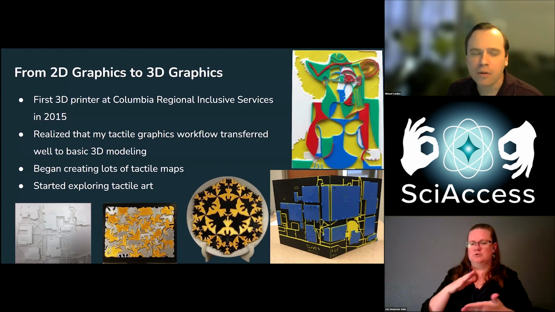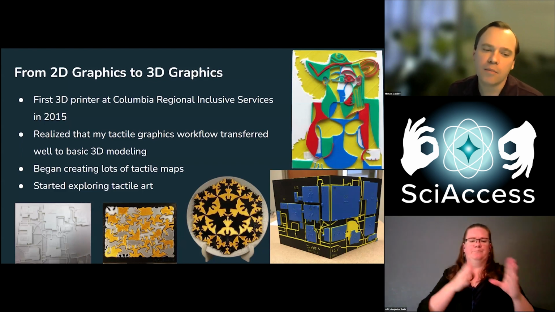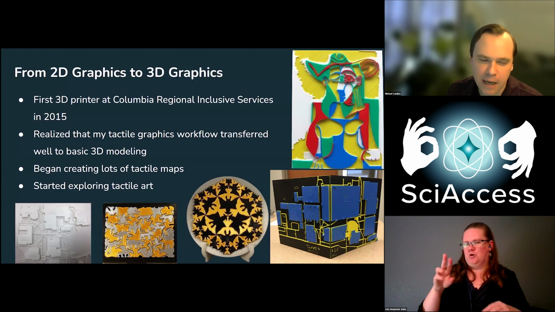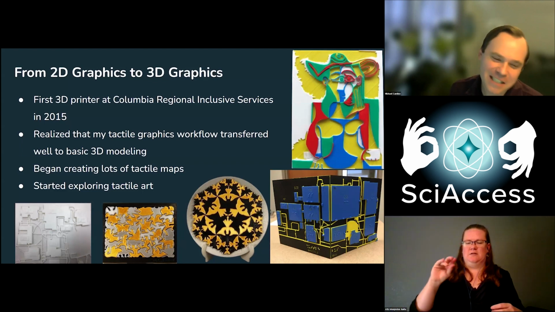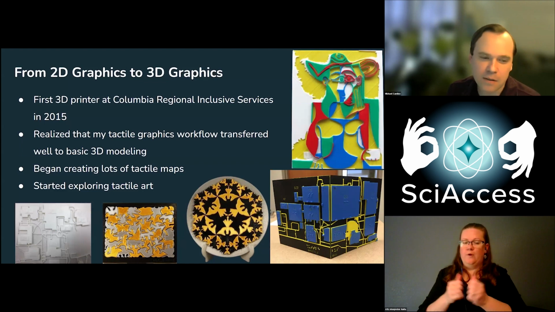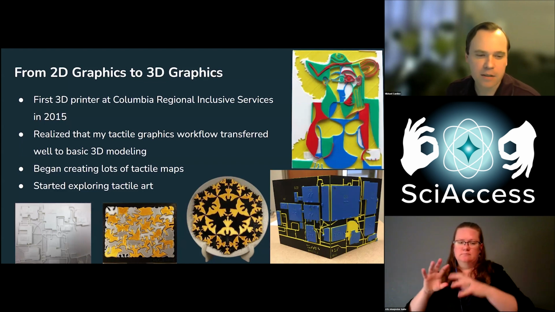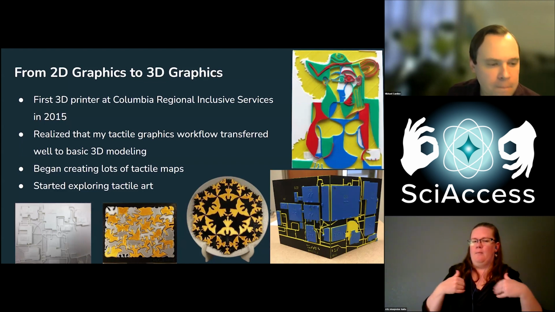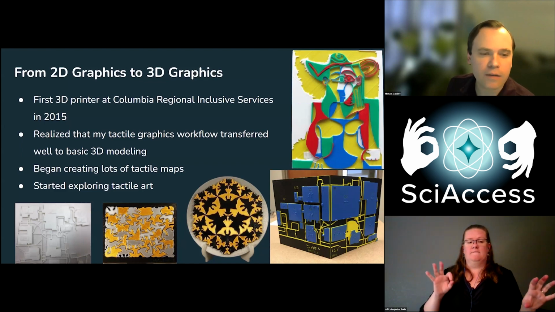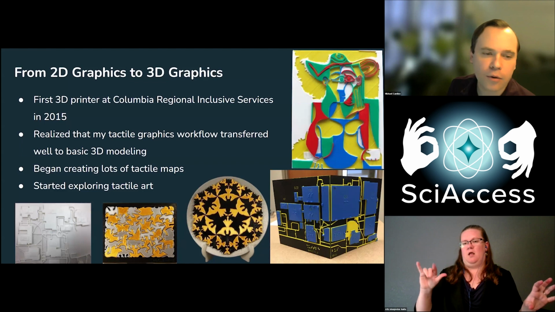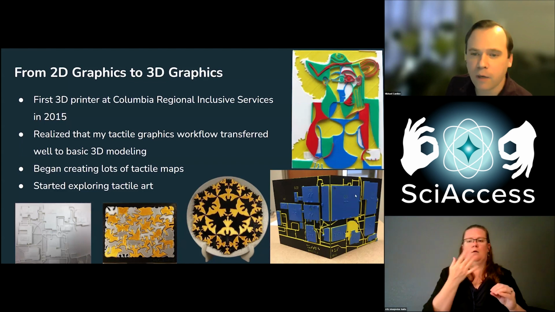Next to that are a couple Escher pieces. One is a tessellating pattern. It's the circle limit with the bats and the angels. And the one next to it is a mosaic piece, so it's a bunch of different animal shapes fitted together. And then finally, there's a tactile map in the bottom left corner that is all one color. That is another Portland Community College campus from when I was working there.